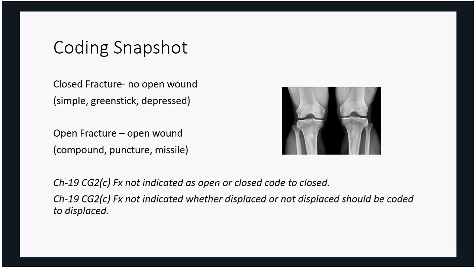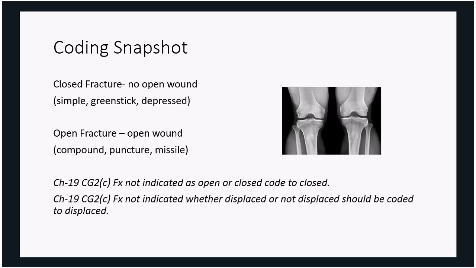When you're coding fractures, you want to keep this in mind. The fracture is either going to be a closed fracture or an open fracture. A closed fracture is one where there's no open wound, and the physician might refer to a closed fracture as impacted, greenstick, or a simple fracture. Then you have an open fracture, where there's an open wound, and you actually might see the bone protrude through the skin. The physician can refer to this as a missile fracture, puncture, or compound fracture.